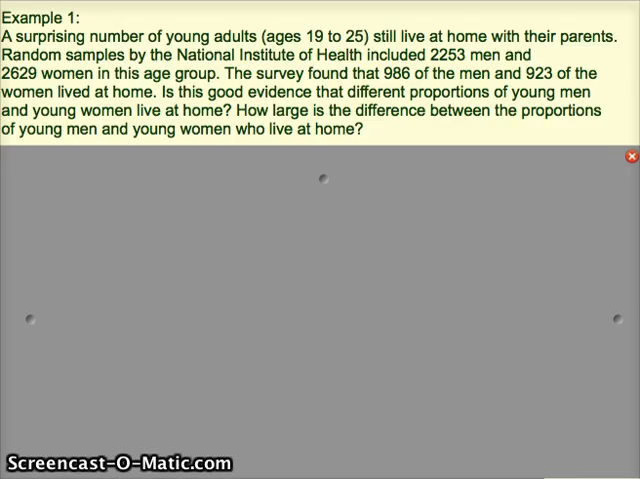Why don't you read this question, pause me, and see if you can get started on PANIC for this, see if you can make some sense out of this or think it through. It doesn't say, let's assume this is a 95% confidence interval. We're being asked how large is the difference, so we're going to make an estimate for that. So pause me, read this, give this some thought based on the prior lesson and the formula I just showed you.